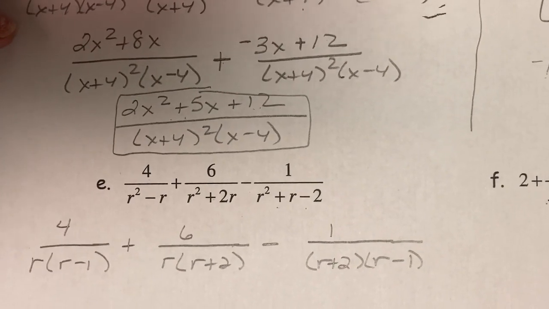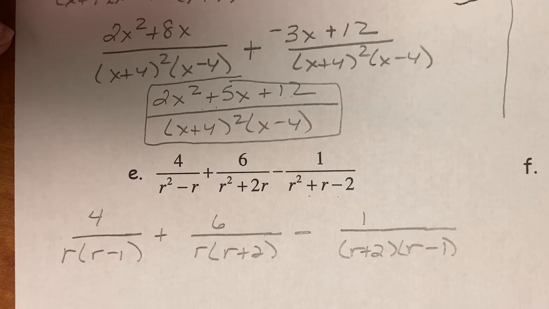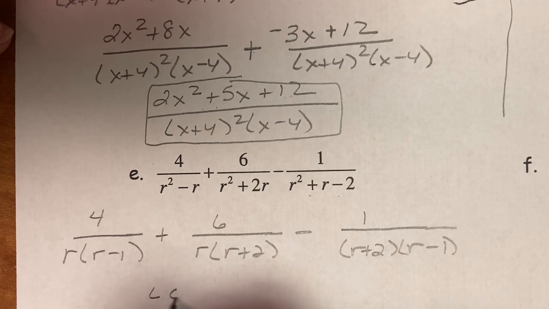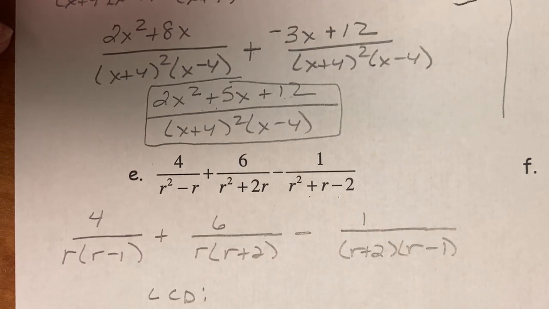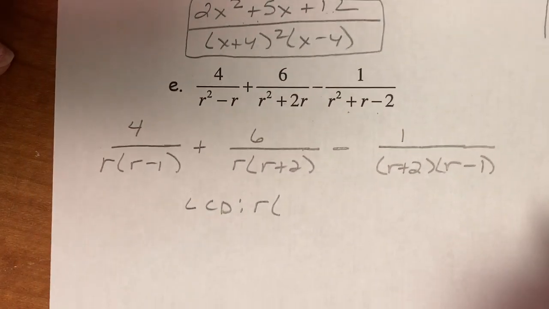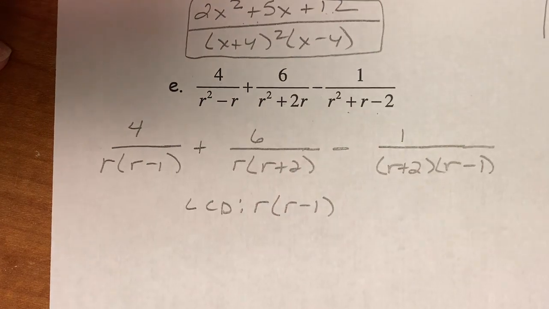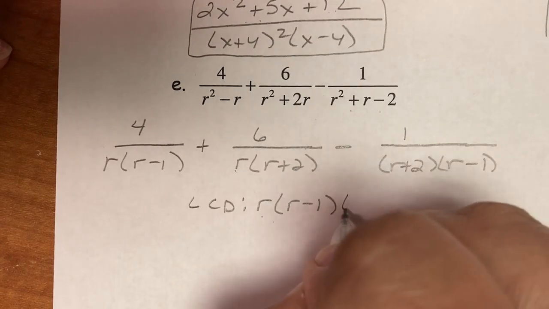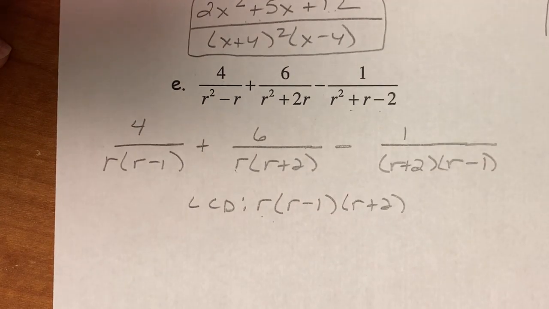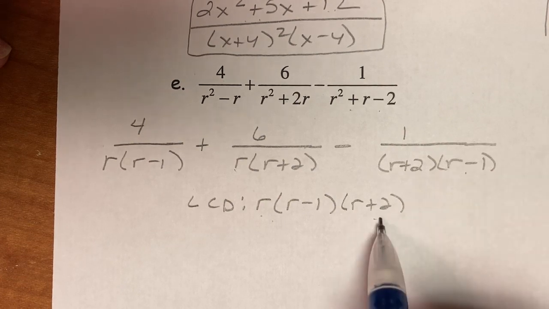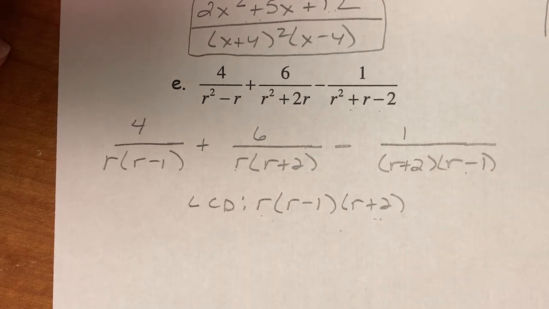So now that it's all factored, why don't you guys go ahead, pause me, and find the LCD. Okay, so what is the LCD if you're back? Well, if we look at everything, I need an r. What's the next thing I need? If I just go down the row, I need an r minus 1. I don't need this r because I already have one, but I need an r plus 2. I don't need this r plus 2 because I already have one. I don't need this r minus 1 because I already have one. So there's my LCD.